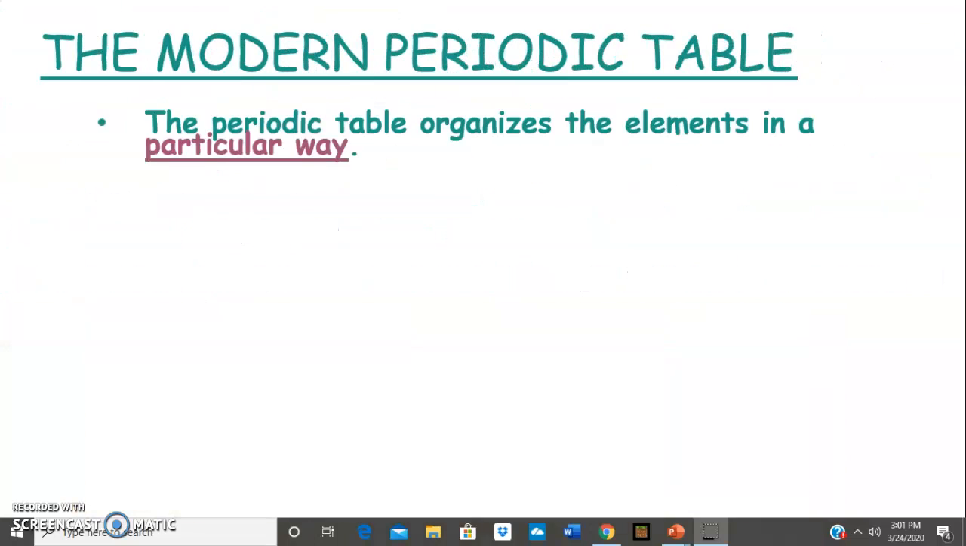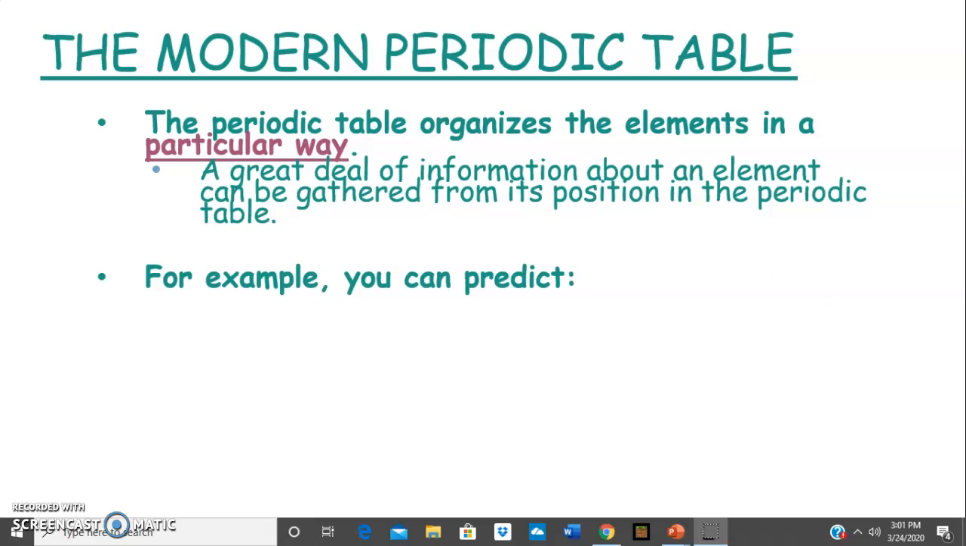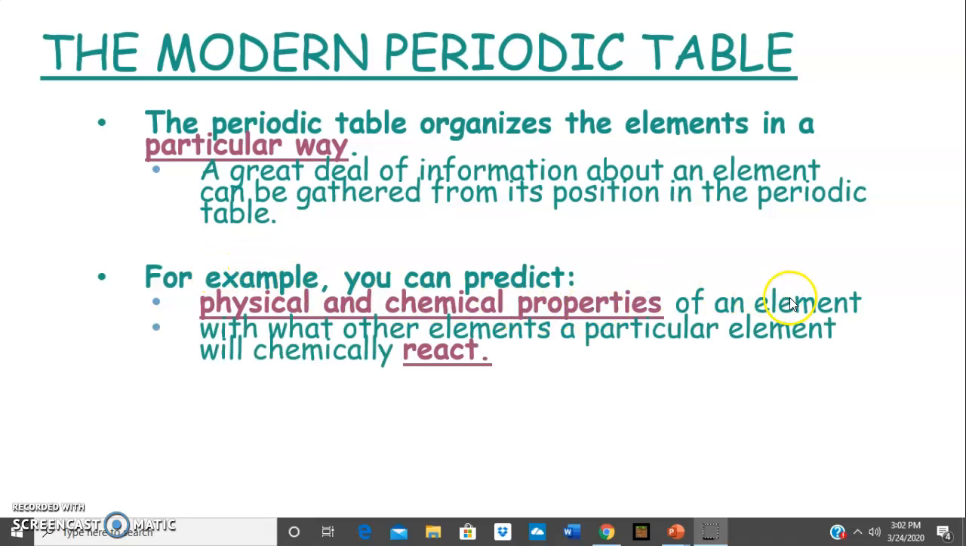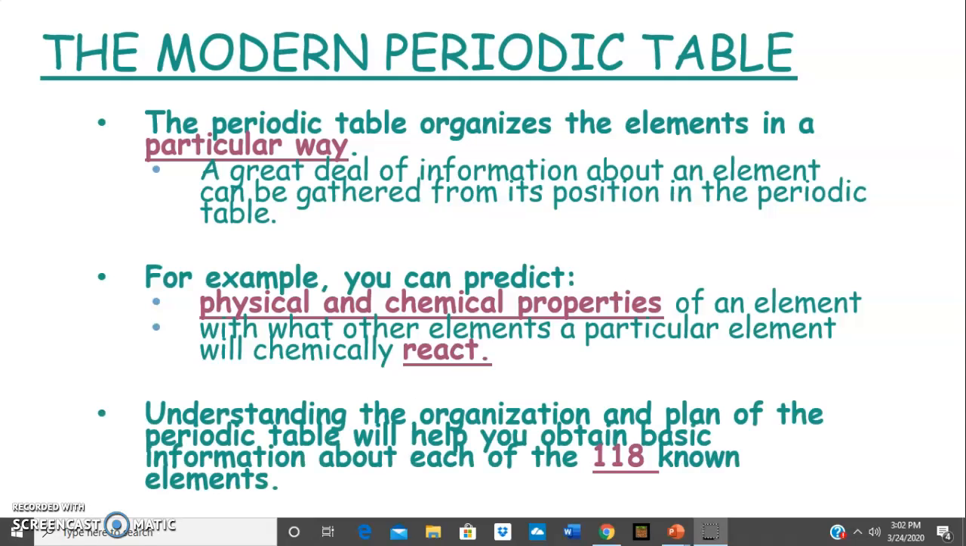All right, so when we look at our periodic table, we can see that all of the elements are organized in a particular way, and we can learn a lot of information about an element based upon its position in the periodic table. So, for example, you could predict physical and chemical properties of an element, or which elements one element will react with. Right? So understanding how the periodic table is organized will help you determine basic information about our known elements without having to memorize anything. As long as you know the trends and the patterns, you don't have to memorize anything about the table.